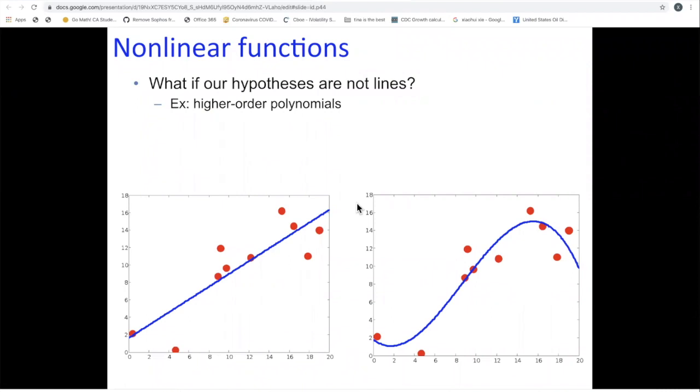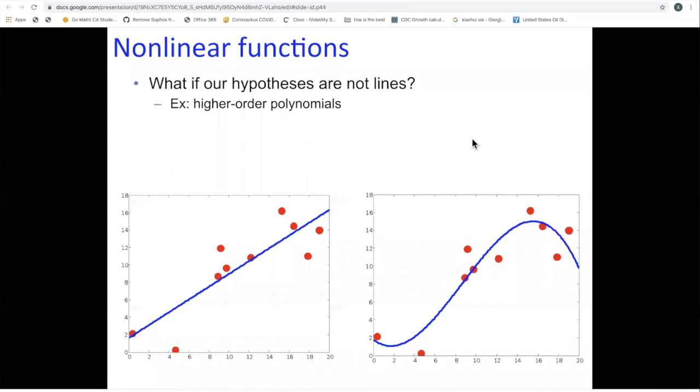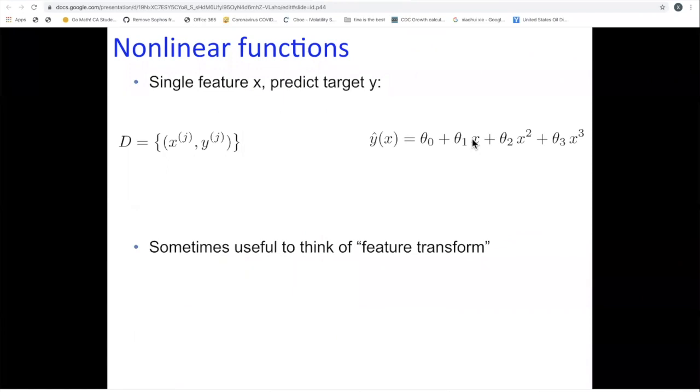But what happens if your true model, your true hypothesis, is not aligned with this? How can we handle that? For instance, what happens if your true predictive function is a polynomial function, as shown on the right-hand side here? How do we come up with a model that can predict this type of nonlinear output? We can transform the input features to include nonlinear features.